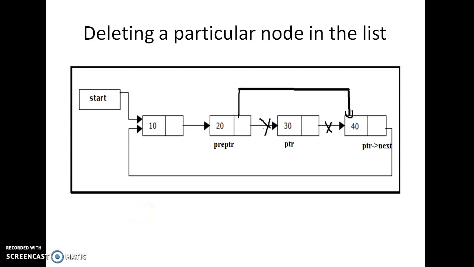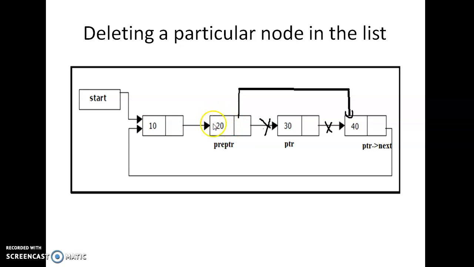And if we want to delete a particular node in the list, as an example, suppose I want to remove the 30. Whenever I want to remove the 30 here, what I have to do? I have to search for where the 30 is present. So I'll start at the starting, PTR equals start. Is 10 equivalent to 30? No, 10 is not equivalent to 30. Now PTR will become 20 and pre-PTR will become 10.